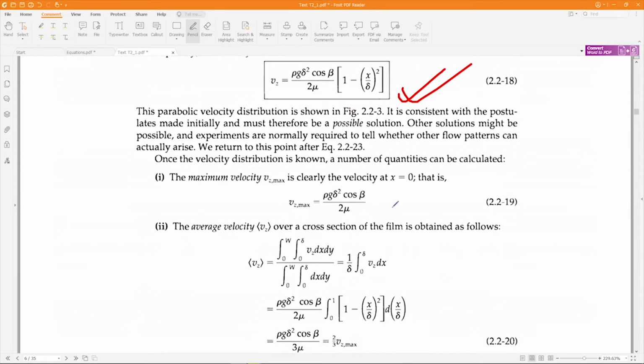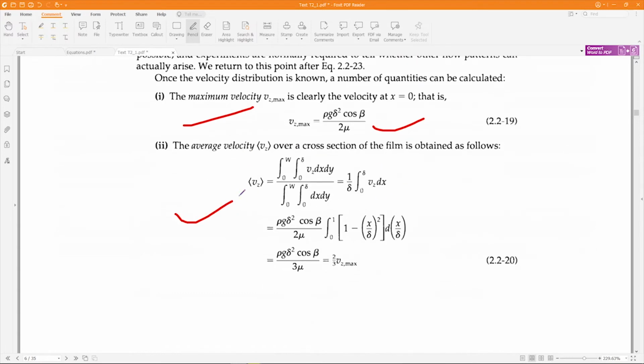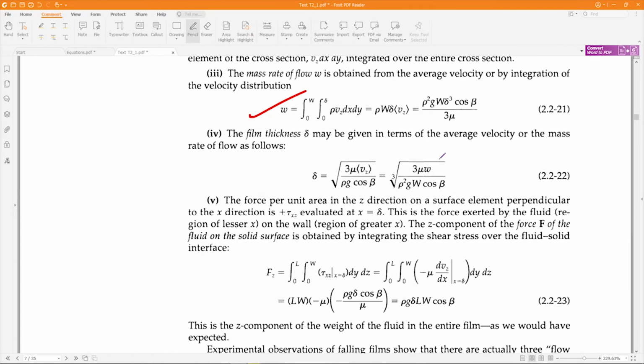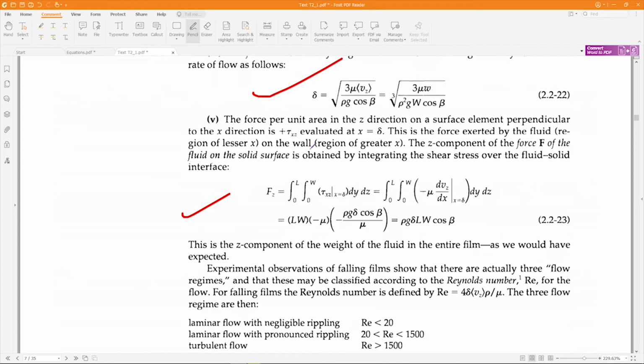Other things are the same. Maximum velocity you have to calculate like this. Average velocity you have to calculate like this. Then you have mass flow rate like this, right? Film thickness, force, other things remain the same. Only to calculate the shear stress profile and the velocity profile, you can use the equation of motion. Okay, so this was the falling film problem. Now we can move to the next problem.